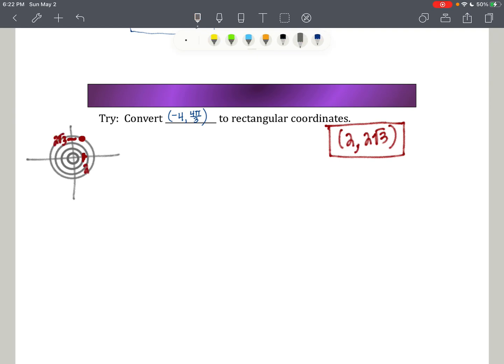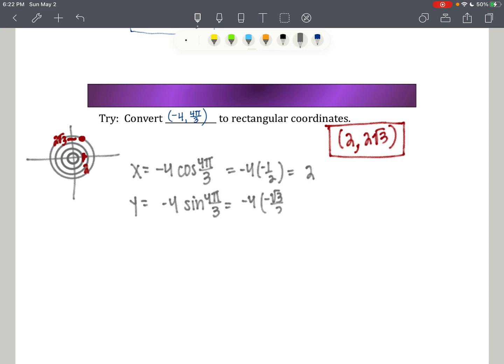Now let me show you how I did that. X equals -4 times the cosine of 4 pi over 3. And the cosine of 4 pi over 3 is -1/2. So -4 times -1/2 is +2. And then y is -4 times the sine of 4 pi over 3, which is -4 times negative square root of 3 over 2, which is +2 times the square root of 3. And that's how we got our answer.